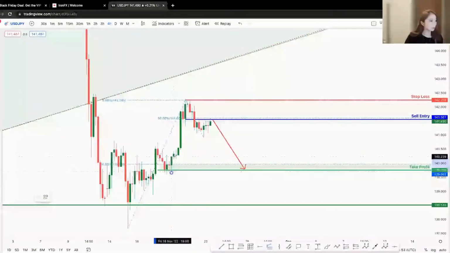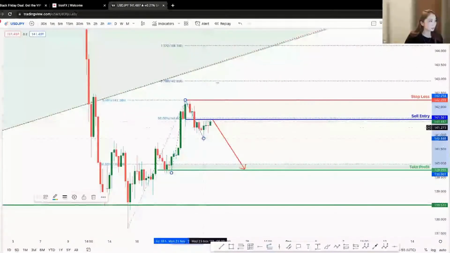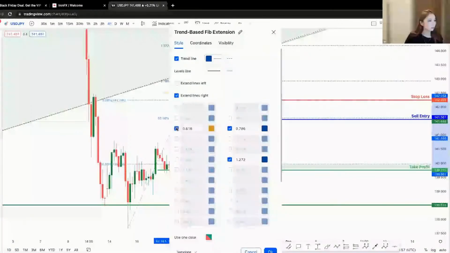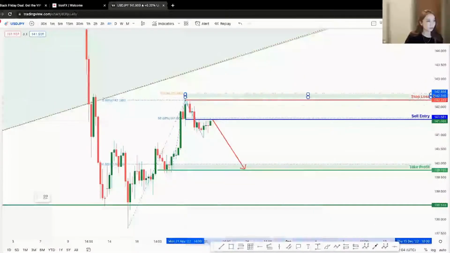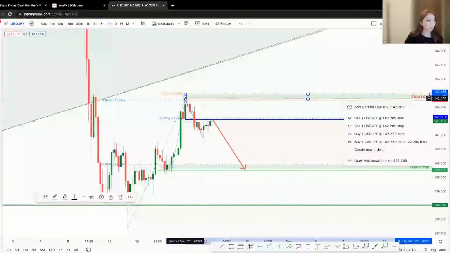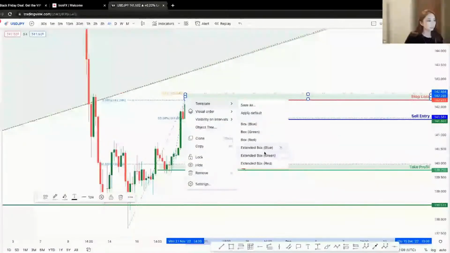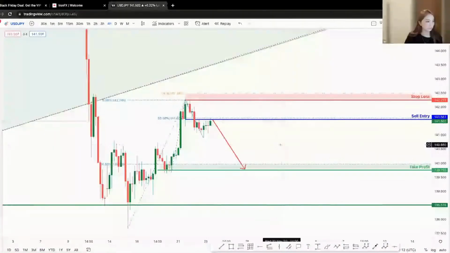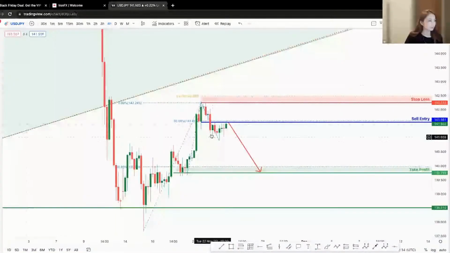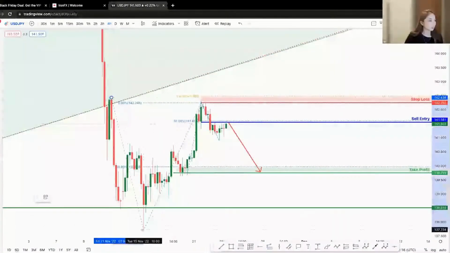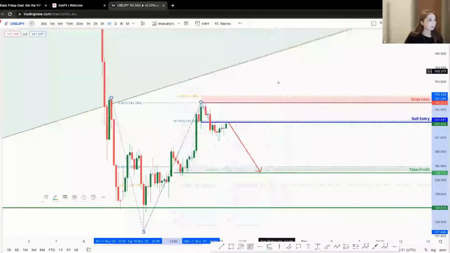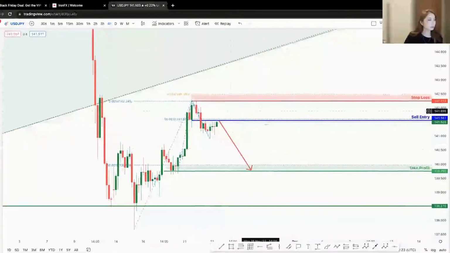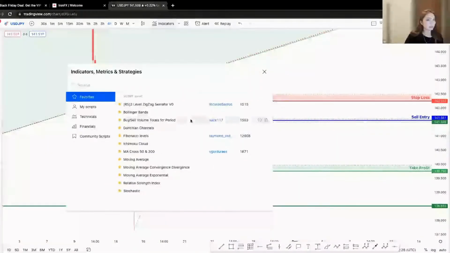Let me just take the 1.8% of stop loss. We can use this range, so we are looking at a bigger range for stop loss. We can also take a look at our... and let's take a look at some indicators.